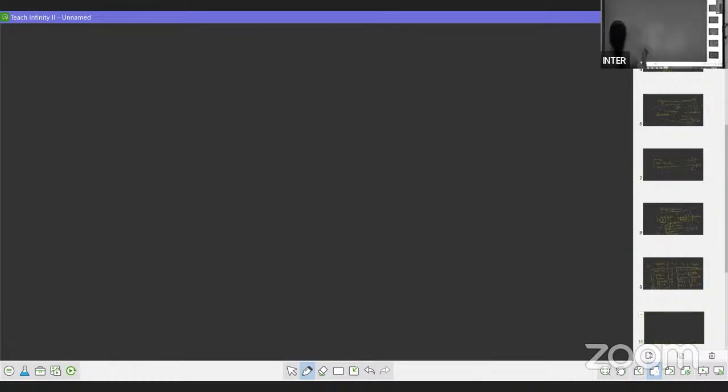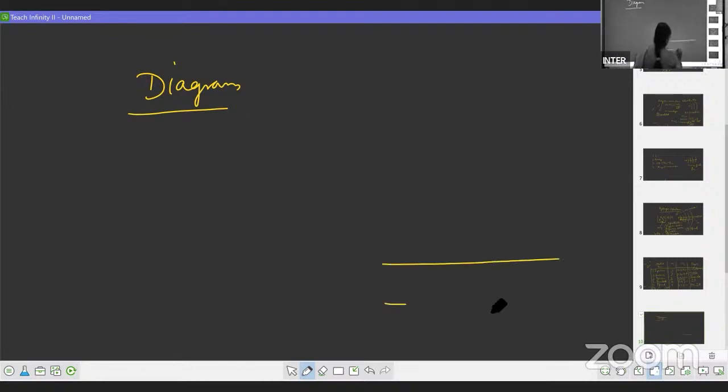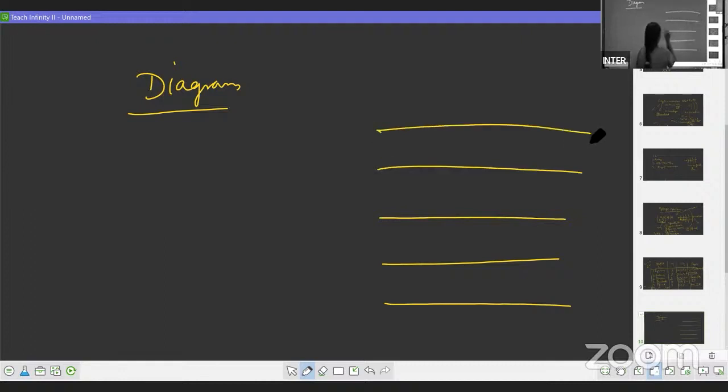Next is the diagram. Many students will be useful in drawing the diagram of spectrum. You will write the following sentences. Wrong. Why is it wrong? What does this gap indicate? This gap indicates energy.